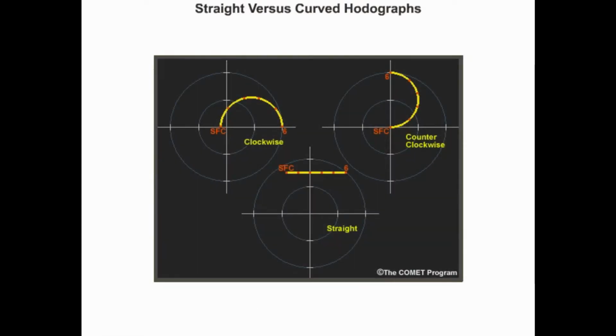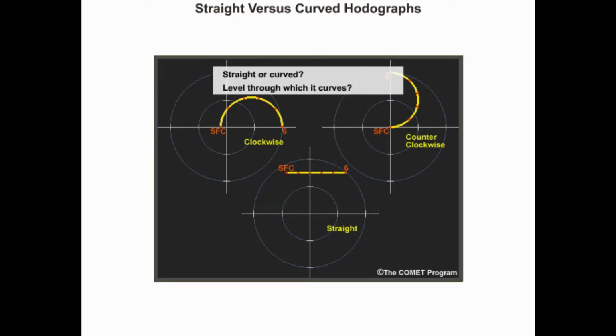In addition to the magnitude of the shear, the hodograph shape is also important in anticipating the structure and evolution of convective storms. We are most concerned with whether the hodograph is relatively straight or curved, and when it does curve, the level through which it curves, and whether it curves clockwise or counterclockwise with height. These variations all have implications for storm structure.